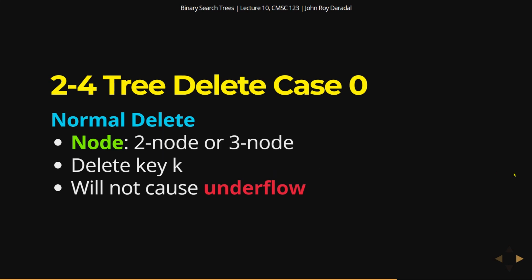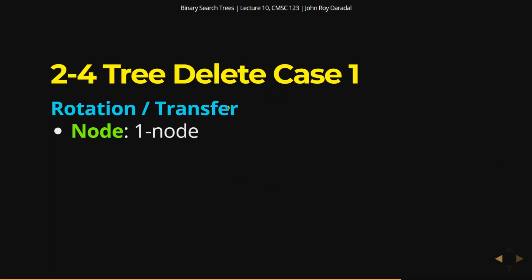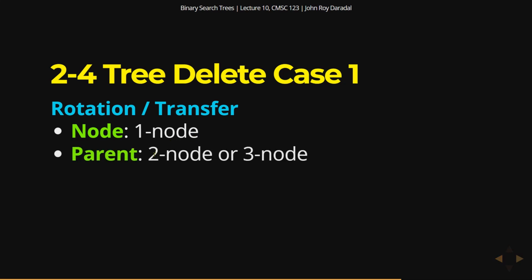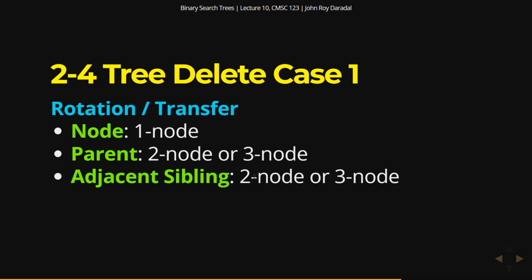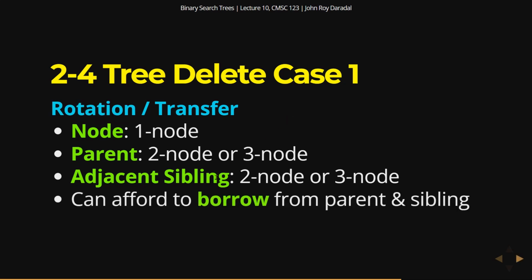But what if the node is a 1 node? If we delete from this, it becomes a 0 node, so we have to do something here. And the parent is a 2 node or a 3 node, and the adjacent sibling is also a 2 node or a 3 node. So what we'll do here is something called a rotation or a transfer, and this is possible because we can afford to borrow from the parent and the sibling, since they have 2 or 3 entries. Then we'll do a rotation or a transfer.